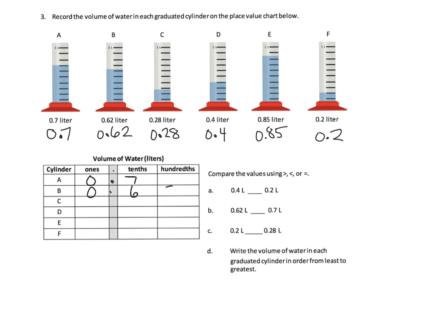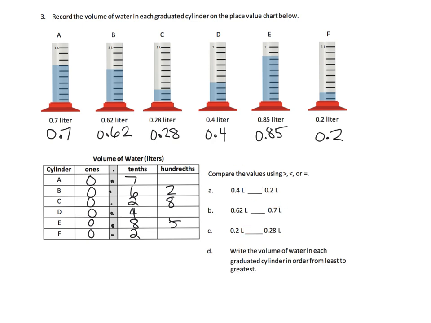So 0.62, 0.28, 0.4, 0.85, and 0.2. So we now have them all leading us towards that standard, common technique of just looking at your place values, kind of like alphabetizing, but we don't want to go there yet. We really want to develop that deep understanding of decimals.